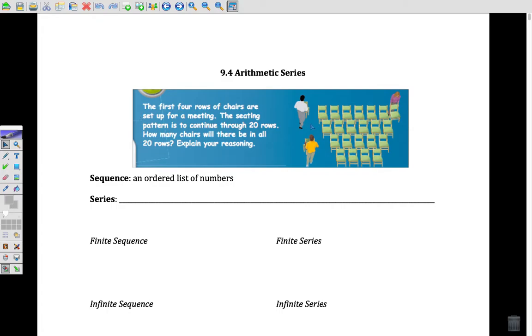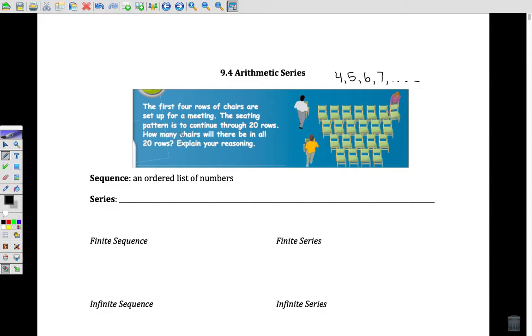So in this example, we have chairs set up for a meeting. In the first row, there's 4 chairs. In the second row, there's 5. Third row is 6, 7, and so on. So before we would have written this as a sequence as 4, 5, 6, 7, where your common difference is 1. This question is then asking us about the 20th row.